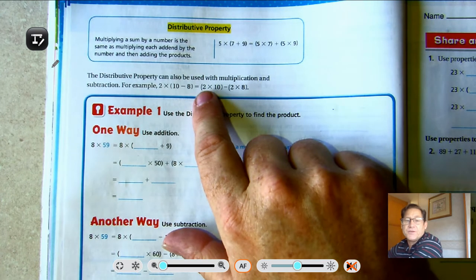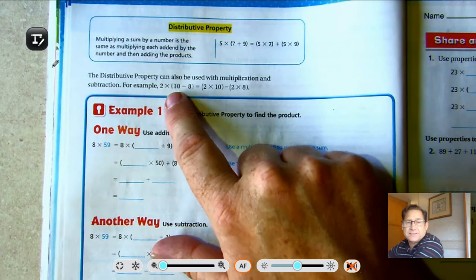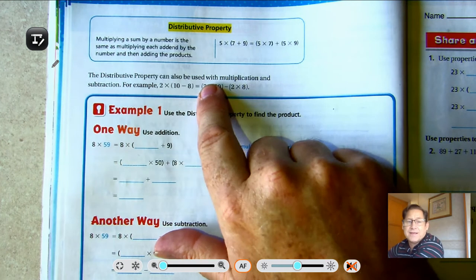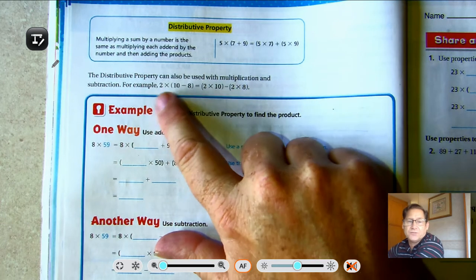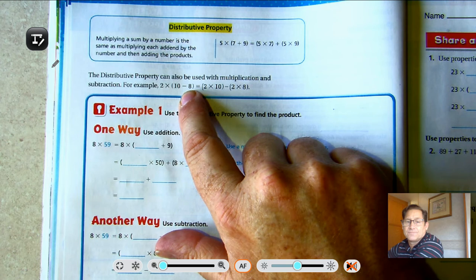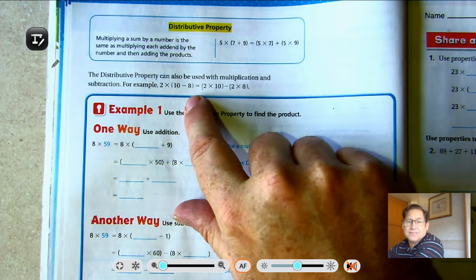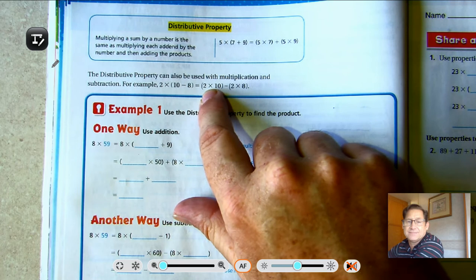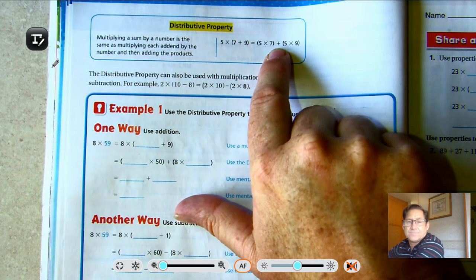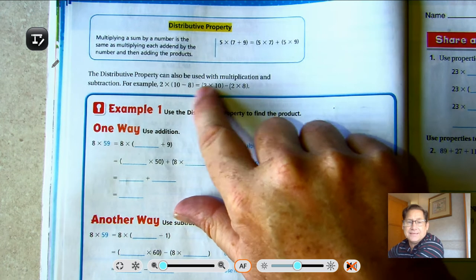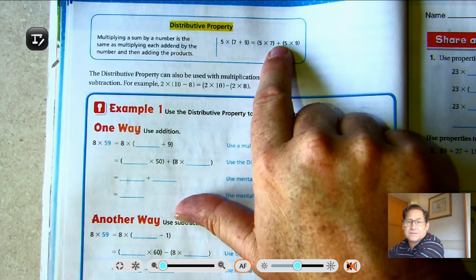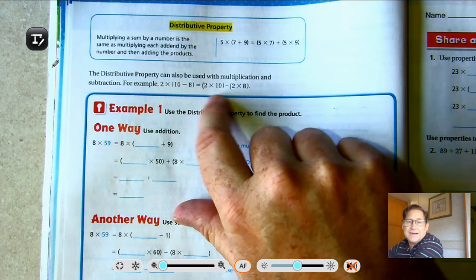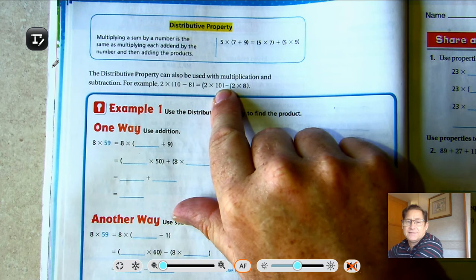The distributive property can also be used with multiplication and subtraction. For example, 2 times 10 minus 8. I'd multiply 2 times 10 and then subtract the product of 2 and 8. So that's the same thing. We're still multiplying by this factor of 2. We're using the 2 numbers that we're subtracting, the 10 and the 8. The only difference between when it has a sum and when it is subtraction is that with the sum, we add the 2 different products. With subtraction, we subtract the 2 products.